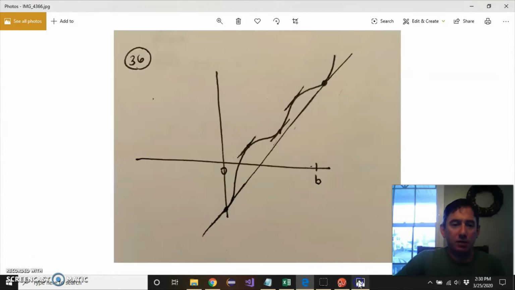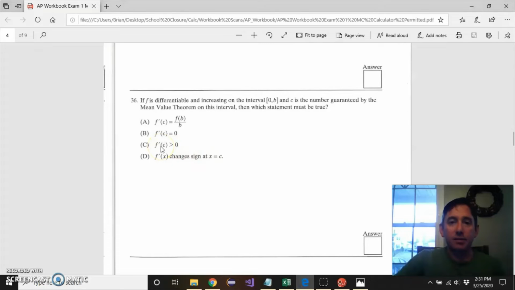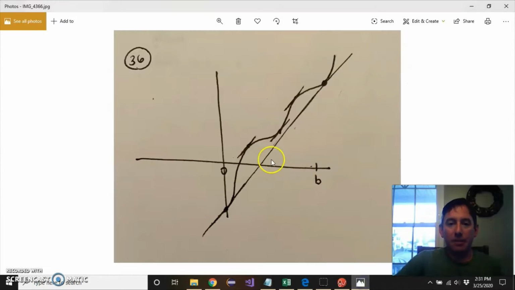Well, no. You can see that each one of these 3 locations could be a value of c, and f prime of c is definitely not 0. 0 would be horizontal. F prime of c is positive. There's your answer right there. F prime of c has to be positive because the slope between our endpoints has to be positive. We're told the function is increasing. It's the only thing we know about the function. That tells us that f prime is positive all the time. So the slope between the endpoints has to be positive, meaning the slope at our c values is also going to have to be positive.